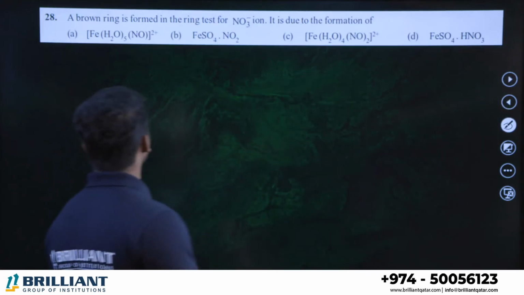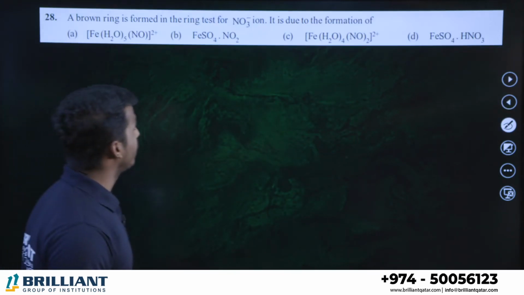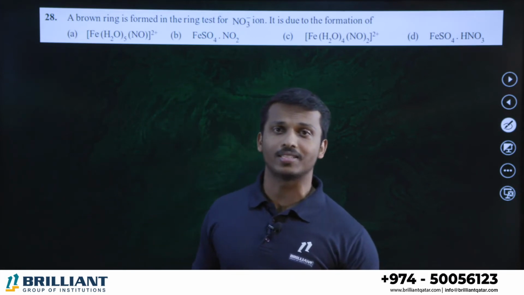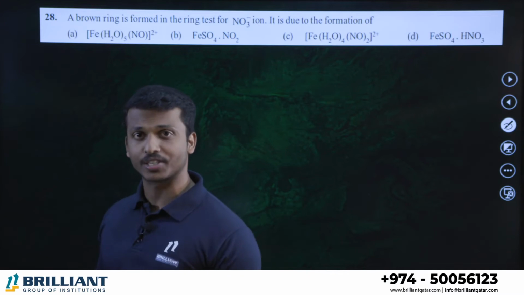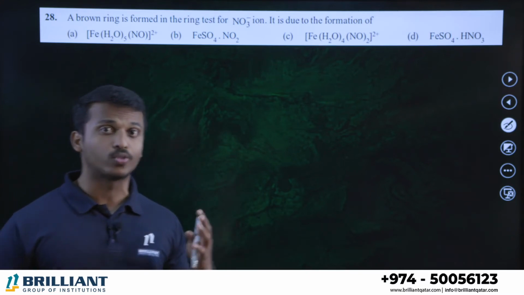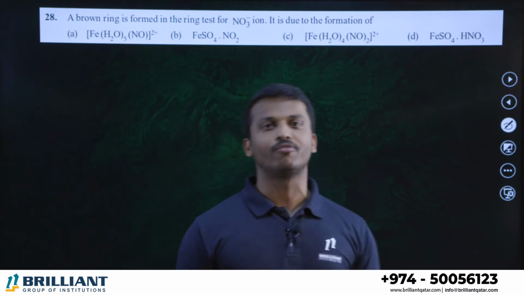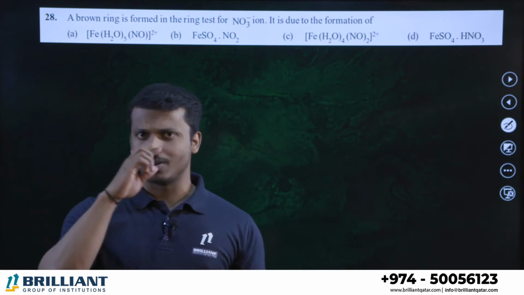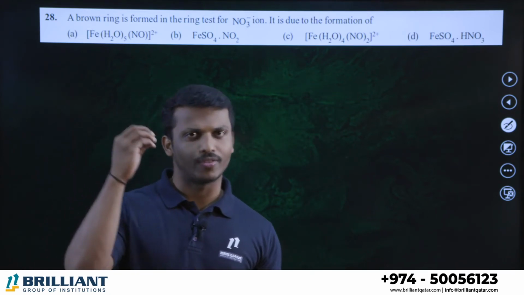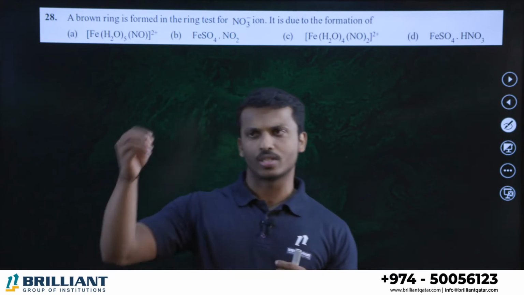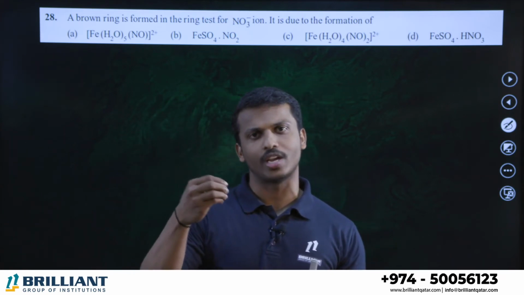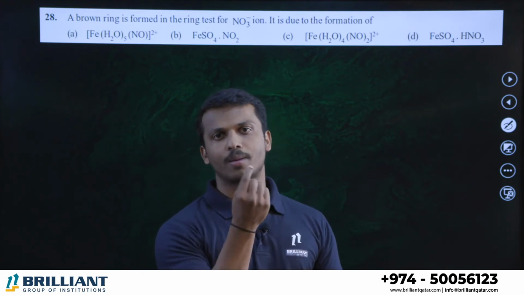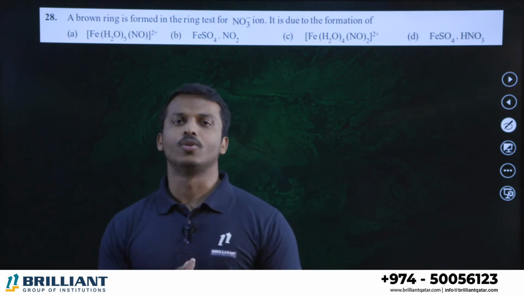Next. A brown ring is formed in the ring test for nitrate ion. Even in the laboratory, in salt analysis, you may do that for the detection of the nitrate NO3 minus ion. You're doing a confirmation test, right? What is the brown ring test? You take the sample to which you add ferrous sulfate FeSO4, and through the side of the test tube, without shaking, you add concentrated sulfuric acid. You can see a brown ring formed at the junction of the two liquids.